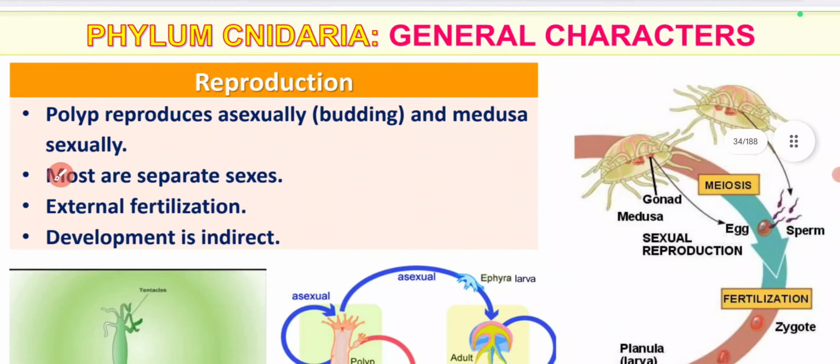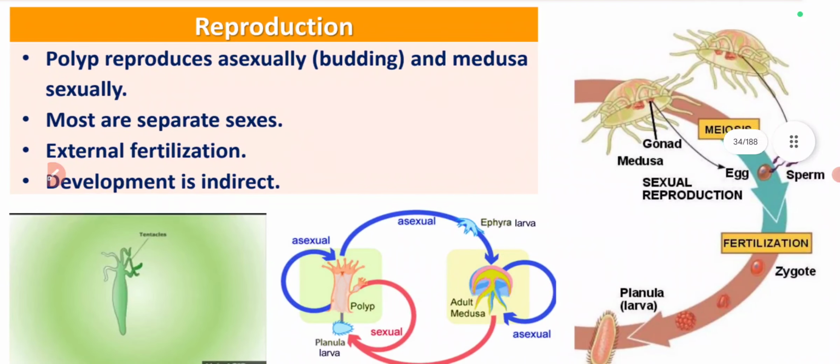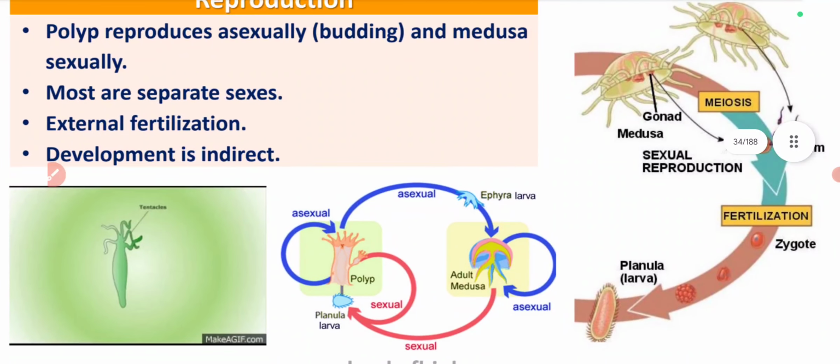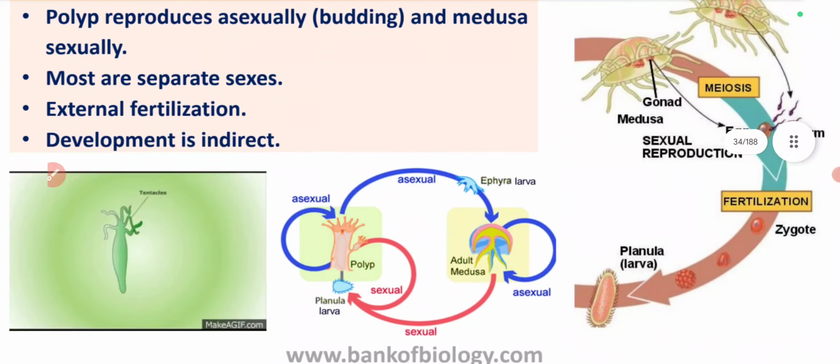Next, general character: reproduction. Polyp reproduces asexually by budding, medusa sexually. We will go through polyp and medusa in more slides later. Most are separate sexes. External fertilization, development is indirect. Here there are some changes, as I told you, compared to Porifera.